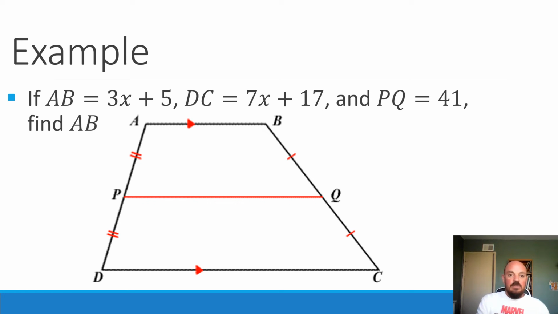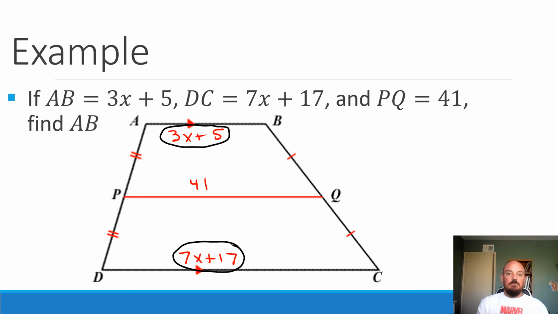AB, the top, 3x plus 5. DC, the bottom, 7x plus 17. PQ, the mid-segment, is 41. So I have kind of the same situation here, except it's a little bit more complicated. Now I'm going to set it up the same way. I'm going to take the two bases, I'm going to add them up and divide it by 2.